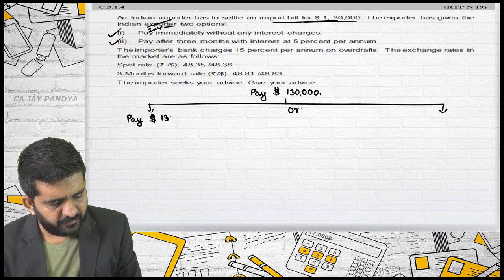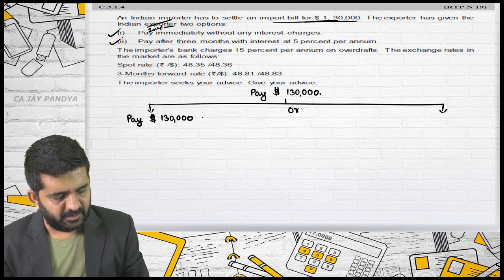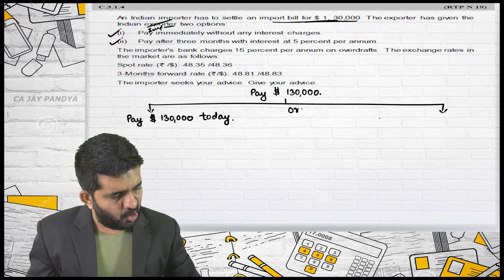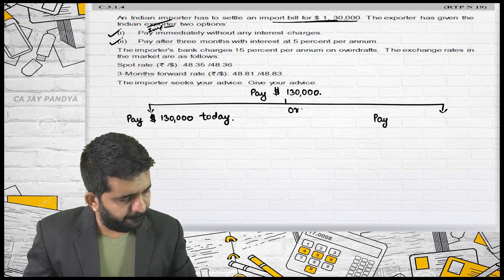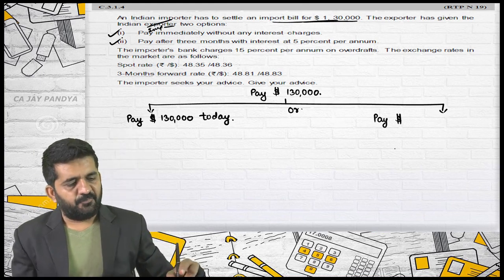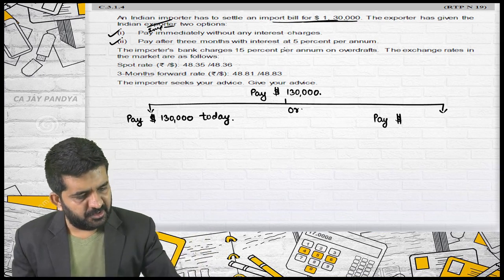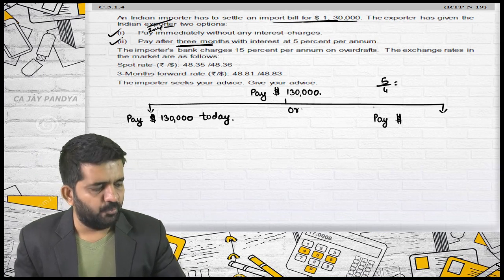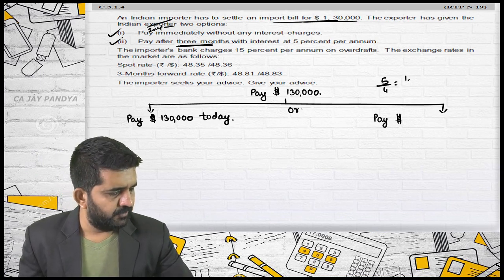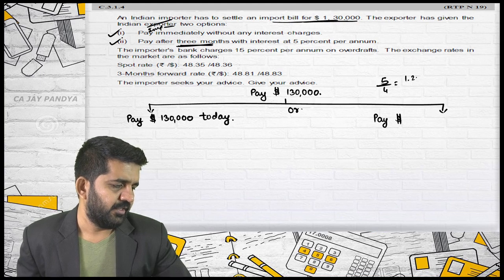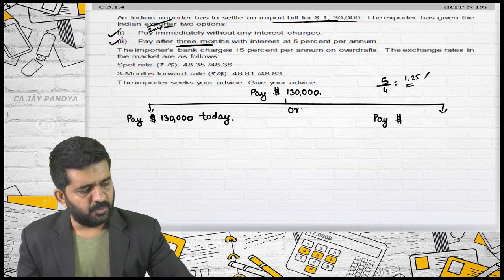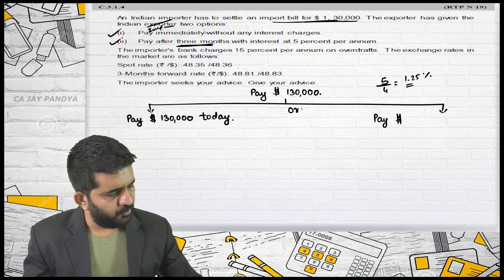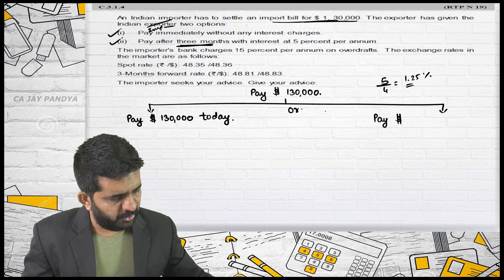Pay $1,30,000 today, or pay with 5% per annum interest. This is for 3 months, so it will be 5 divided by 4 for 3 months. 4 ones are 4, 4 twos are 8, 4 fives are 20. It is 1.25%.